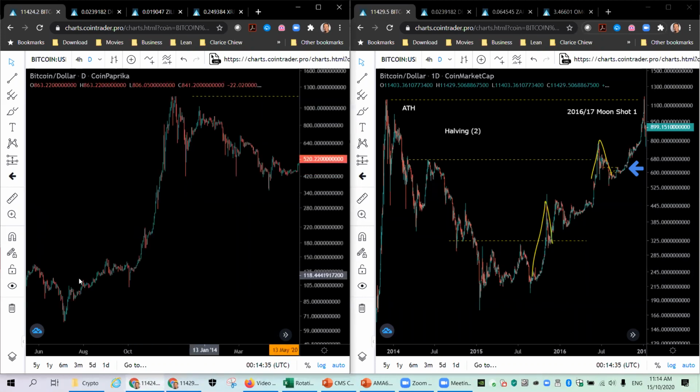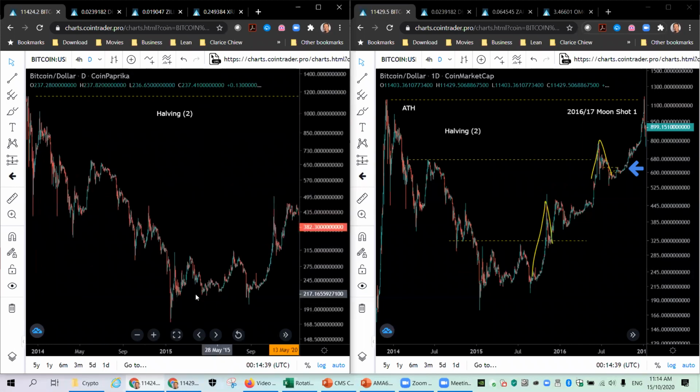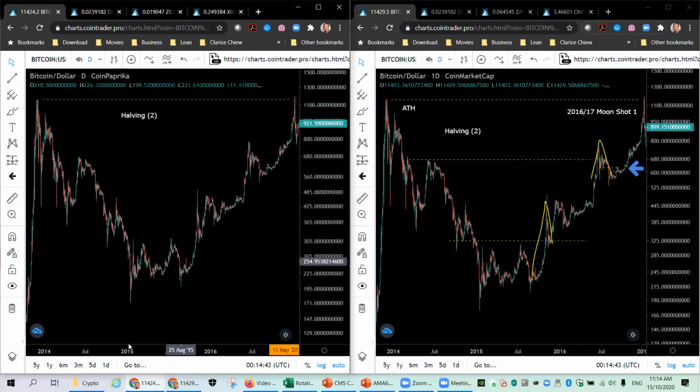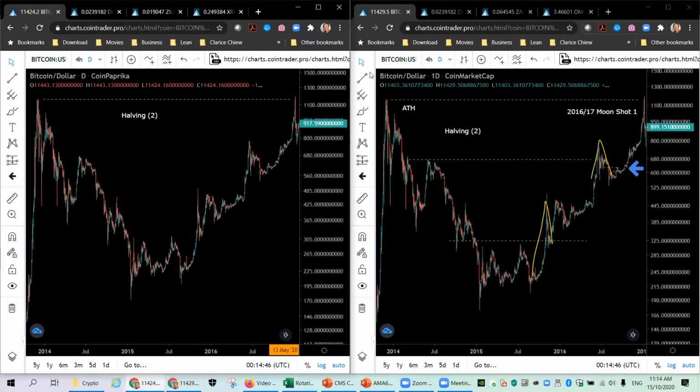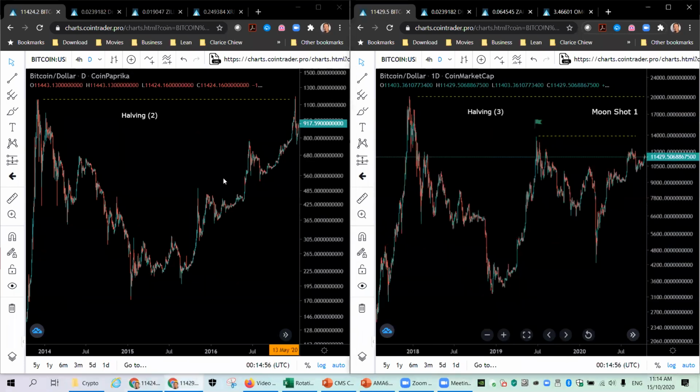So let's have a look against where we are right now, right? So this will be the second halving. Okay, so that's the second halving, and let's see. And the one on the right, let's go into the third halving, right? So is that okay? Any questions so far on the approach?